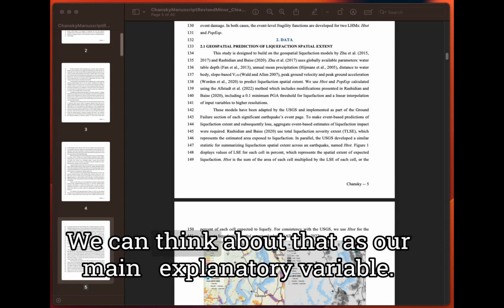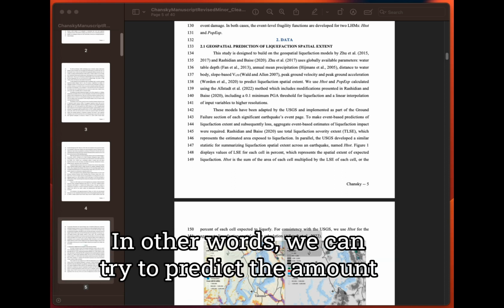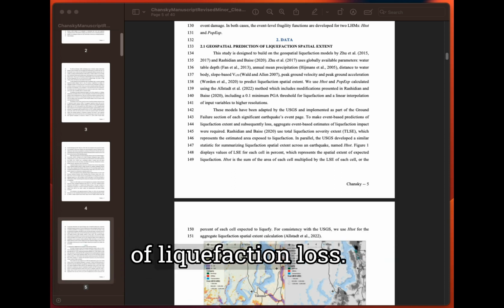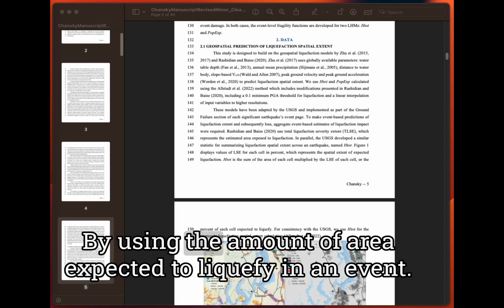Going forward, we can think about that as our main explanatory variable. In other words, we can try to predict the amount of liquefaction loss by using the amount of area expected to liquefy in an event.